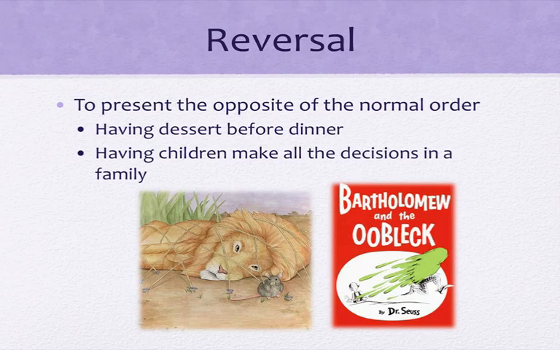Another example, what if we have the lion and the mouse, where we would expect the lion to be all-powerful? But in this fable, isn't it the mouse that is able to free the lion once he's trapped? We've reversed the normal order. We've made the very weak mouse seem very powerful, and the very powerful lion seem very weak. So if we are reversing the normal order, that is the technique of reversal.